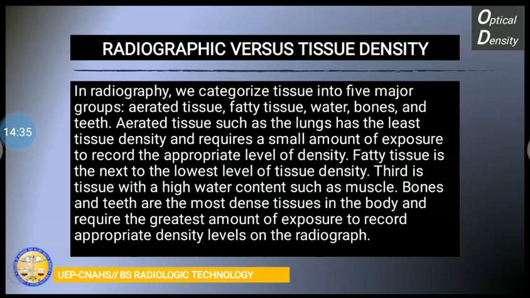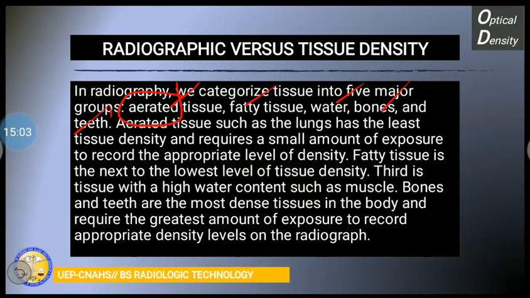So in radiography, we categorize tissues into 5 major groups. Okay, so based on the composition, tissue density, based on the composition. So we have aerated tissue. Aerated meaning with air. Fatty tissue, of course, alam nyo na. I-explain ko pa ba ano't fatty tissue? Water, bones, and teeth. So, yun ha. So, 1, 2, 3, 4, and 5.